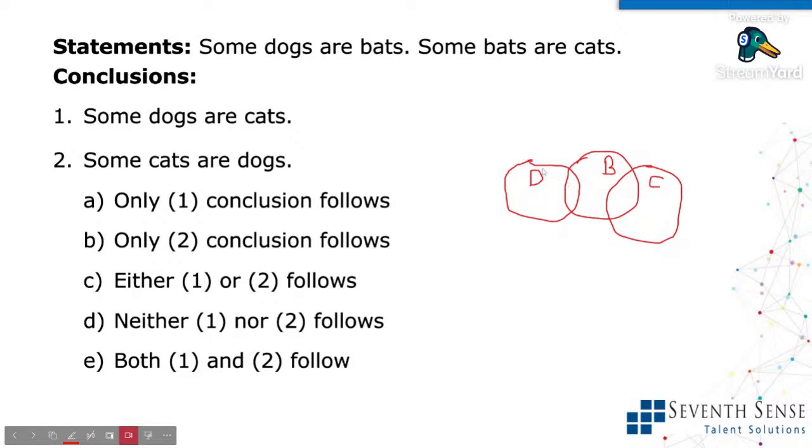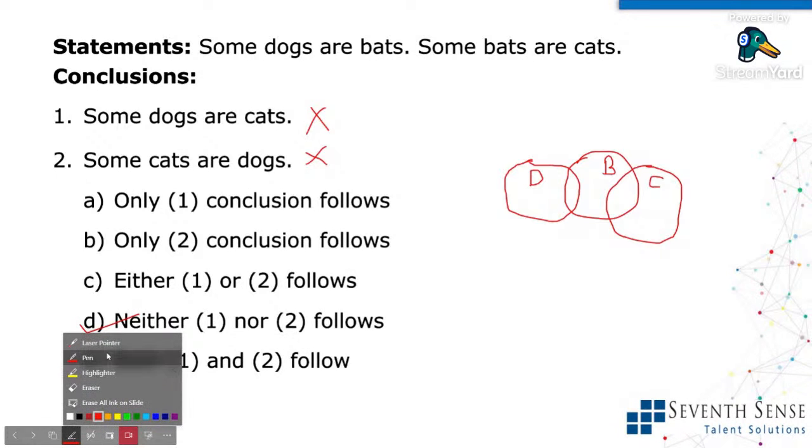Over here I can check whether some dogs are cats. No, because there is no connection, I can confidently say it is not connected. Some cats are dogs, same thing, it has been reversed, again the same thing. So option D will be the right answer. That will be the final answer for this.